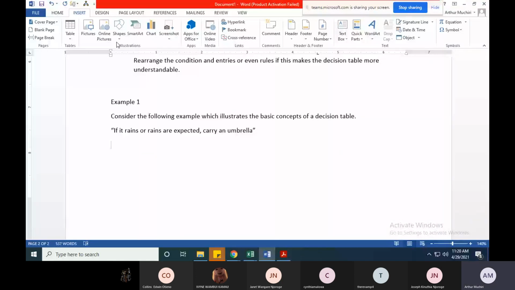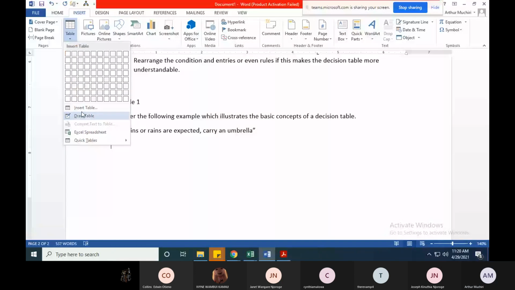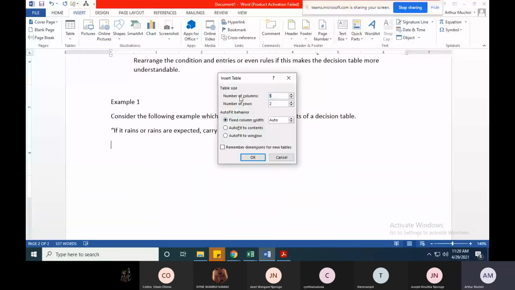5. So insert table. Insert table. So how many rows do I need? How many columns? 1, 2, 3, 4, 5, 6. We're going to have 6. I can actually put 7 for now, and then let me first draw, then you draw it later. Then how many rows are we going to have? 1, 2, 3, 4, 5, 6. 6 rows.